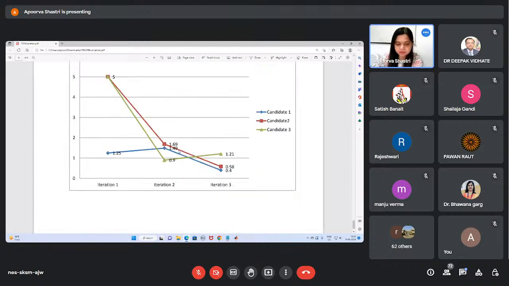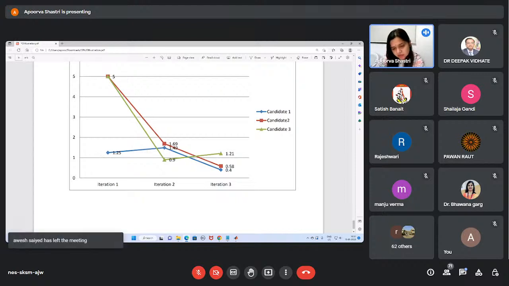0.4. If you can see here, candidate 2 jumped from 5 to somewhere between 1 and 2, and candidate 3 jumped from 5 to 0.9. Now, if you look at candidate 1 and candidate 2, they have already started going towards minimization, 0.58, 0.4. And we want the answer as 0 for this function.